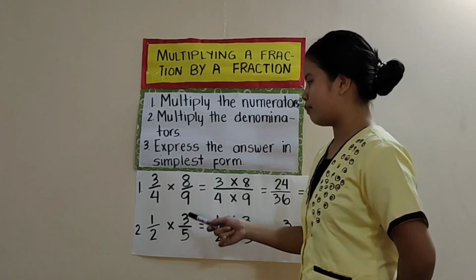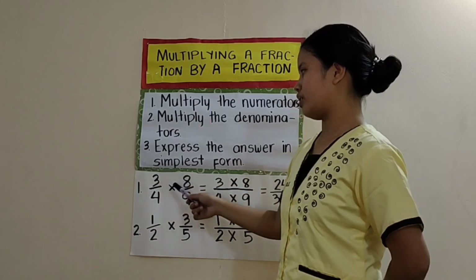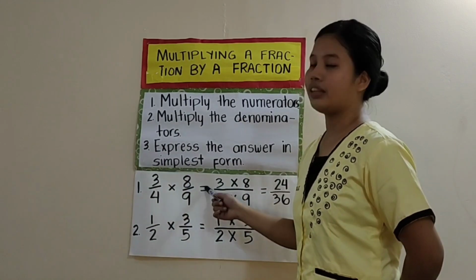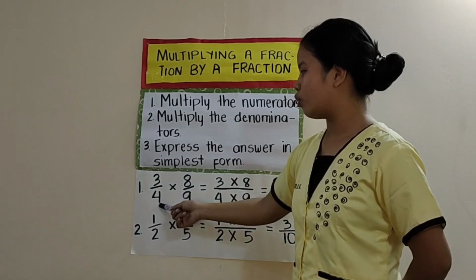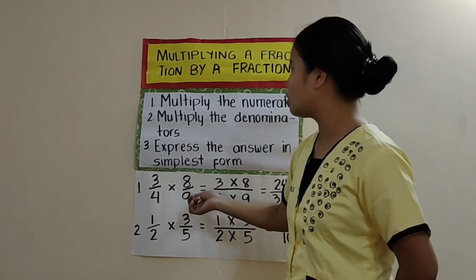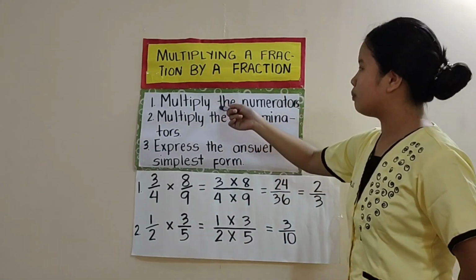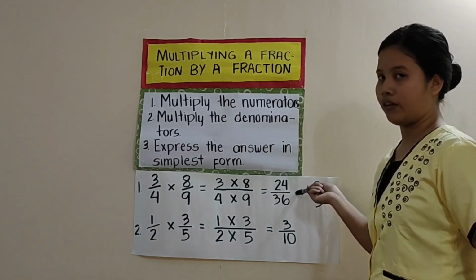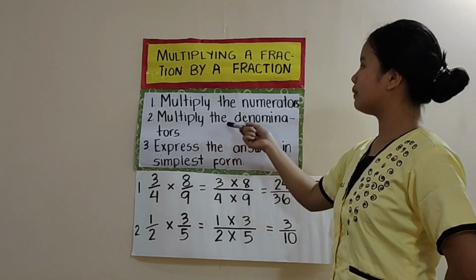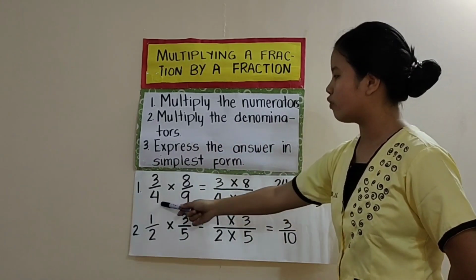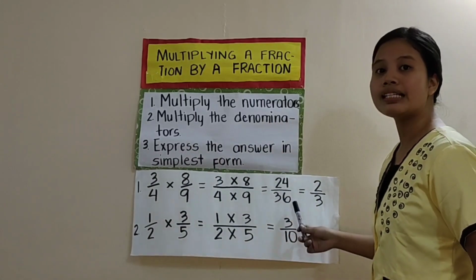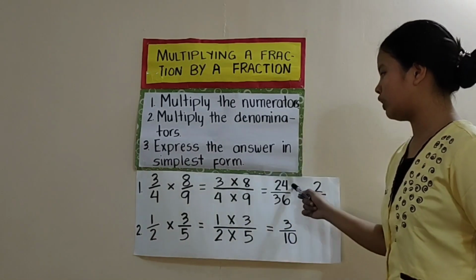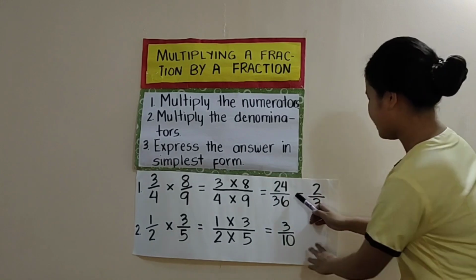So we have here an example. 3/4 times 8/9. So the numbers 3 and 8 are our numerators, while 4 and 9 are our denominators. So we will follow these steps here. Multiply the numerators. So we have 3 times 8 is 24. The second is multiply the denominators. So 4 times 9 is 36. So we have here the answer 24 over 36.